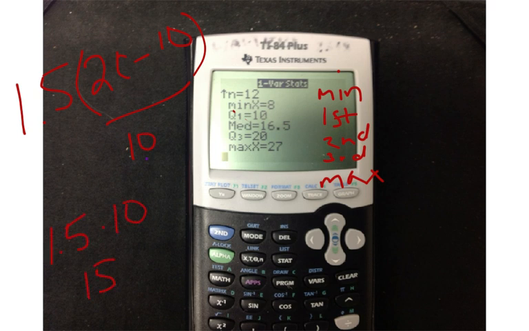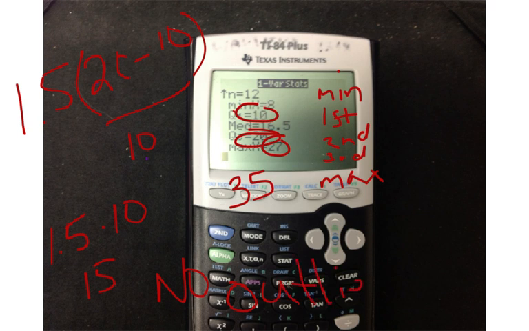So now I'm going to take 15 and add it to this number here. 15 plus 20 is 35. There's no number greater than 35. The highest one is 27, so there are no outliers on the upper end. And if I subtract 15 from 10, that's negative 5. There are no numbers less than negative 5. So therefore, there are no suspected outliers in this problem. And that's the 1.5 outlier rule.